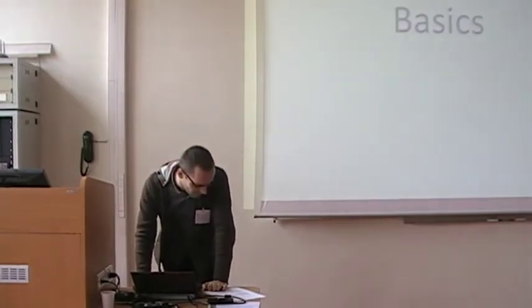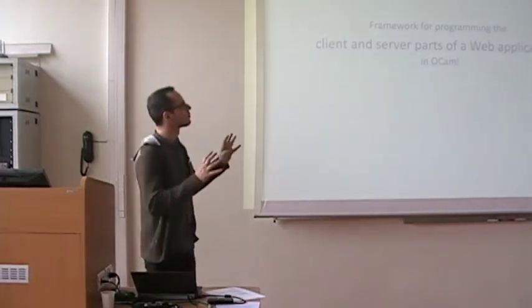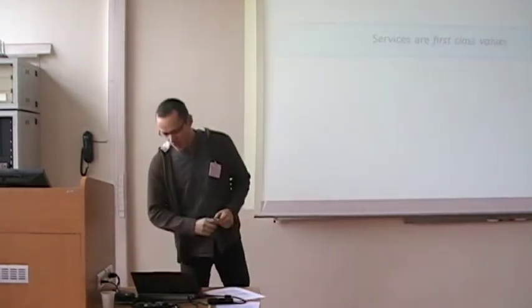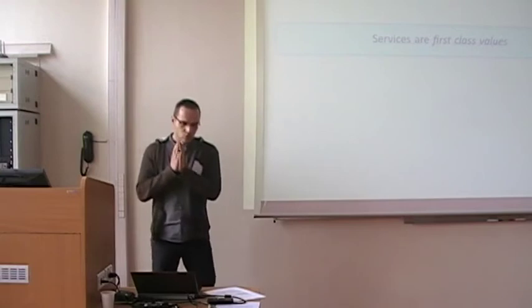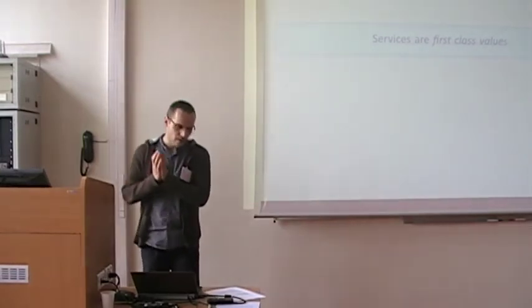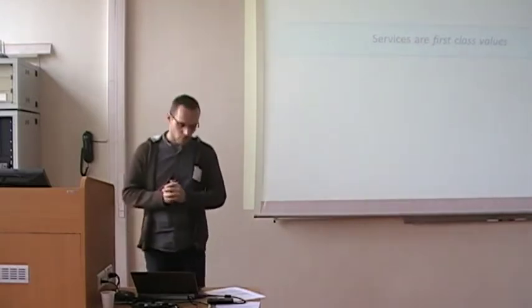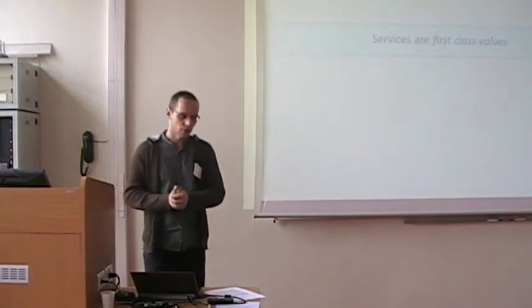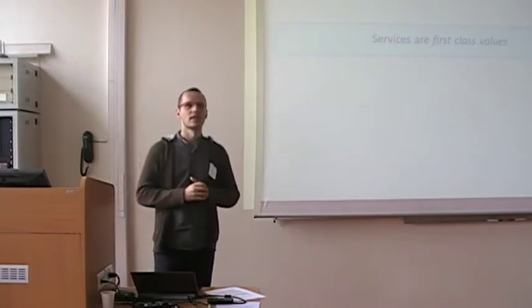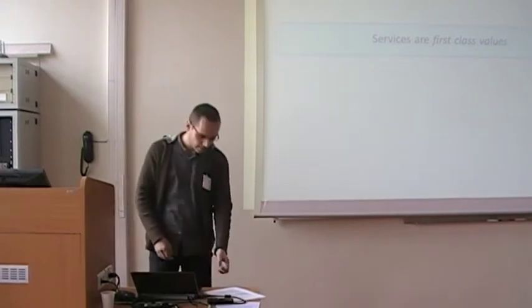First, I will recall the basics of programming a website with Eliom. Eliom is a framework for programming the client and server part of a web application. The main notion is the notion of service. A service is a kind of function that will be called when you click on a link. It will be called by the server to generate a page. One of the main characteristics of our services is that they are first-class values. It means that you can manipulate services as any piece of data.